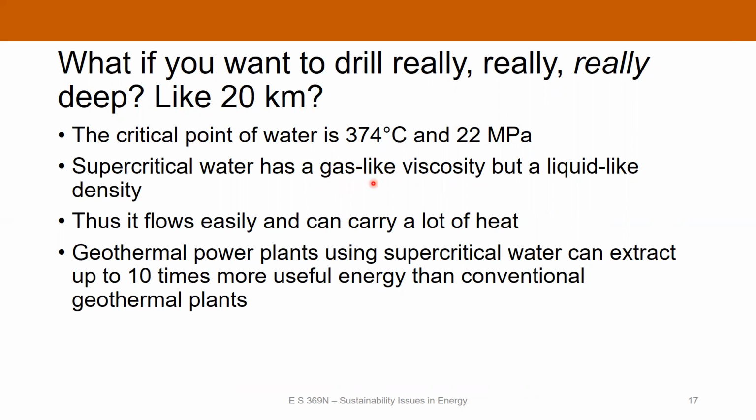There's very little in the way of frictional loss, and the pressure gradients don't have to be very large to get it to flow. But the liquid-like density means that it's going to have a very high heat capacity. So you can flow easily, carry a lot of heat. And if you're using supercritical water, you can get about 10 times more useful energy than with conventional geothermal. So this is a goal right now because you can get much better amounts of energy generated if you can drill down to the point where you've got supercritical water.